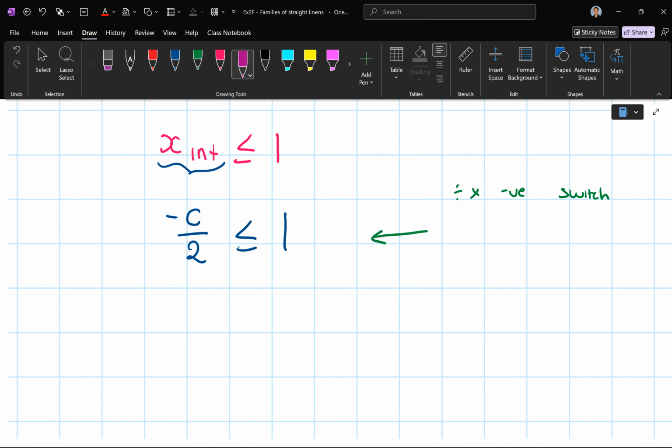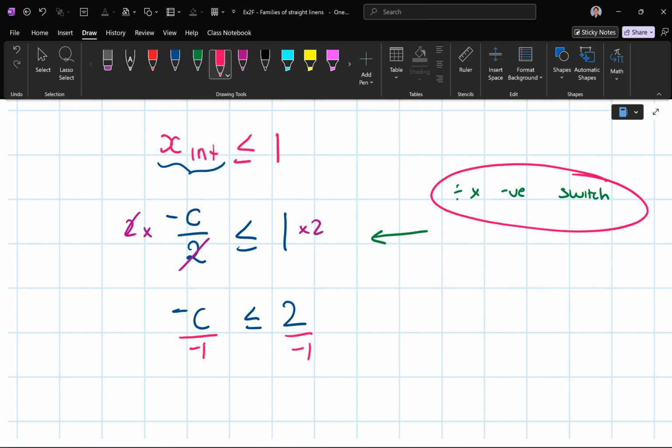So here, if I were to solve it, to get rid of the divide by 2, I times 2 on both sides. 2 divided by 2 cancels out. You get negative c is less than or equal to 2. And then here, this is where it's important. To get rid of that negative, I'm going to divide by negative 1 and divide by negative 1.